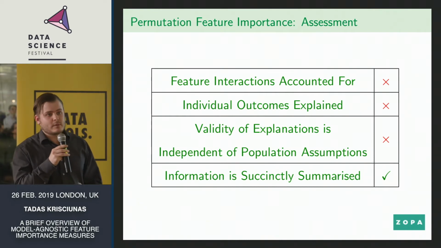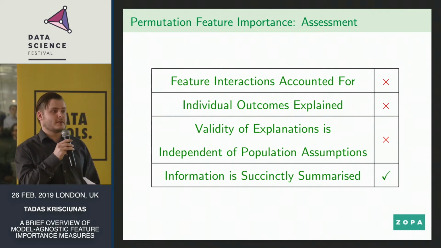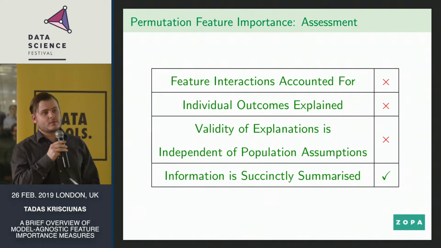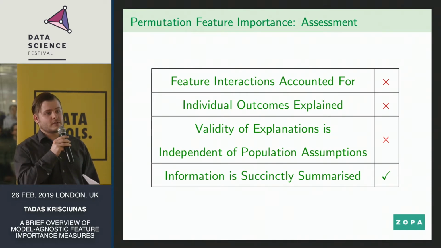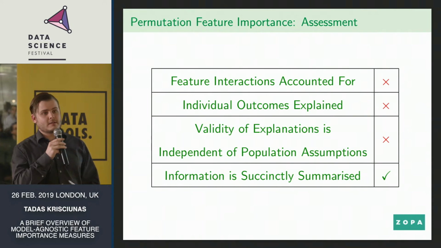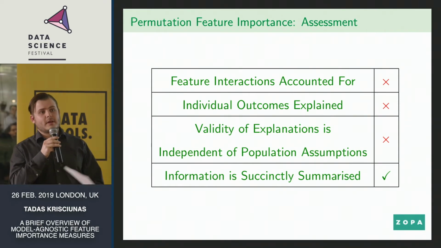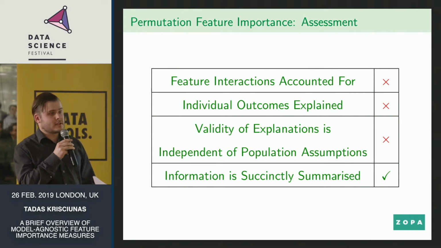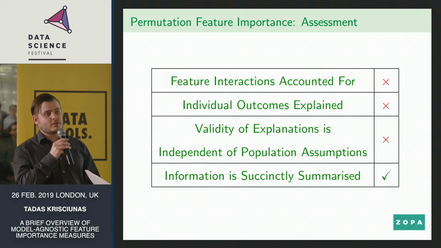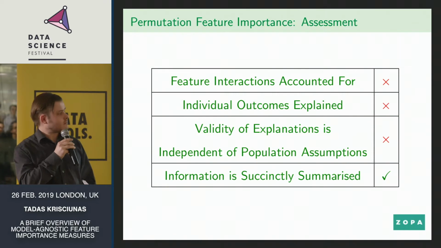One of the key things that we probably want from a feature importance measure is for it to take into account possible feature interactions. And here, because we permute each feature independently of the others, this is not taken into account. So effectively, permutation feature importance can only give faithful measures for models where features are fairly independent.